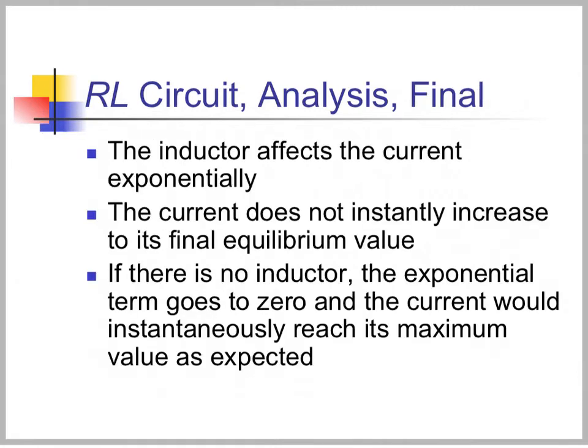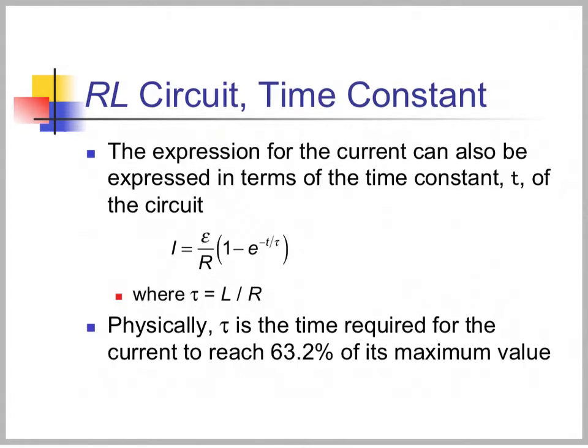The inductor affects the current exponentially. The current does not instantly increase to its final equilibrium value. If there's no inductor, the exponential term goes to 0 and the current instantaneously reaches its maximum value, as we would expect. The expression for current can also be expressed in terms of a time constant tau of the circuit, where the current is E over R times 1 minus E to the minus T over tau, where tau is L over R. Physically, tau is the time required for the current to reach 63% of its maximum value.